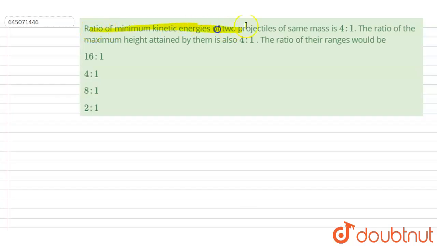Hello everyone. The ratio of minimum kinetic energies of two projectiles of same mass is 4:1. The ratio of maximum height attained by them is 4:1 again. You have to find out the ratio of the range.